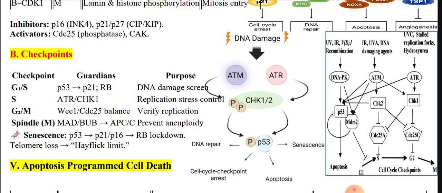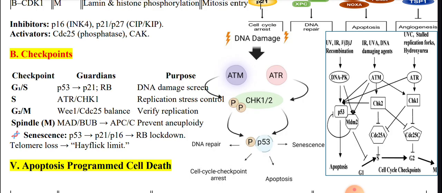The final check seems incredibly important. The spindle assembly checkpoint, SAC, right in the middle of mitosis. Absolutely vital. The SAC monitors whether all the chromosomes are properly attached to the mitotic spindle fibers before the cell initiates anaphase, the separation of sister chromatids.